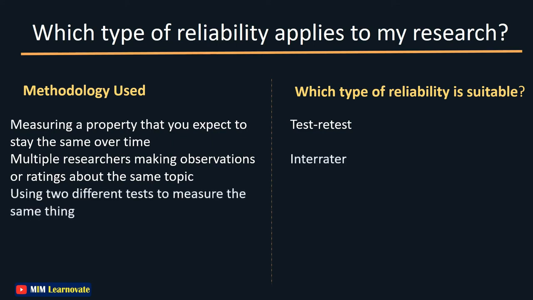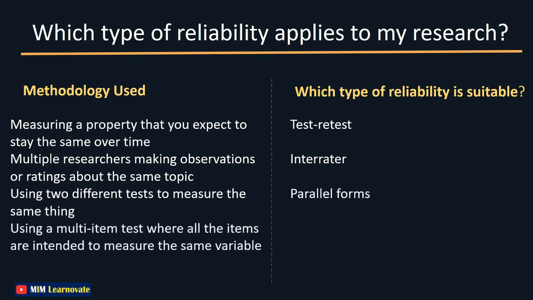Using two different tests to measure the same thing: parallel form reliability is suitable here. Using a multi-item test where all the items are intended to measure the same variable: internal consistency reliability is suitable here.